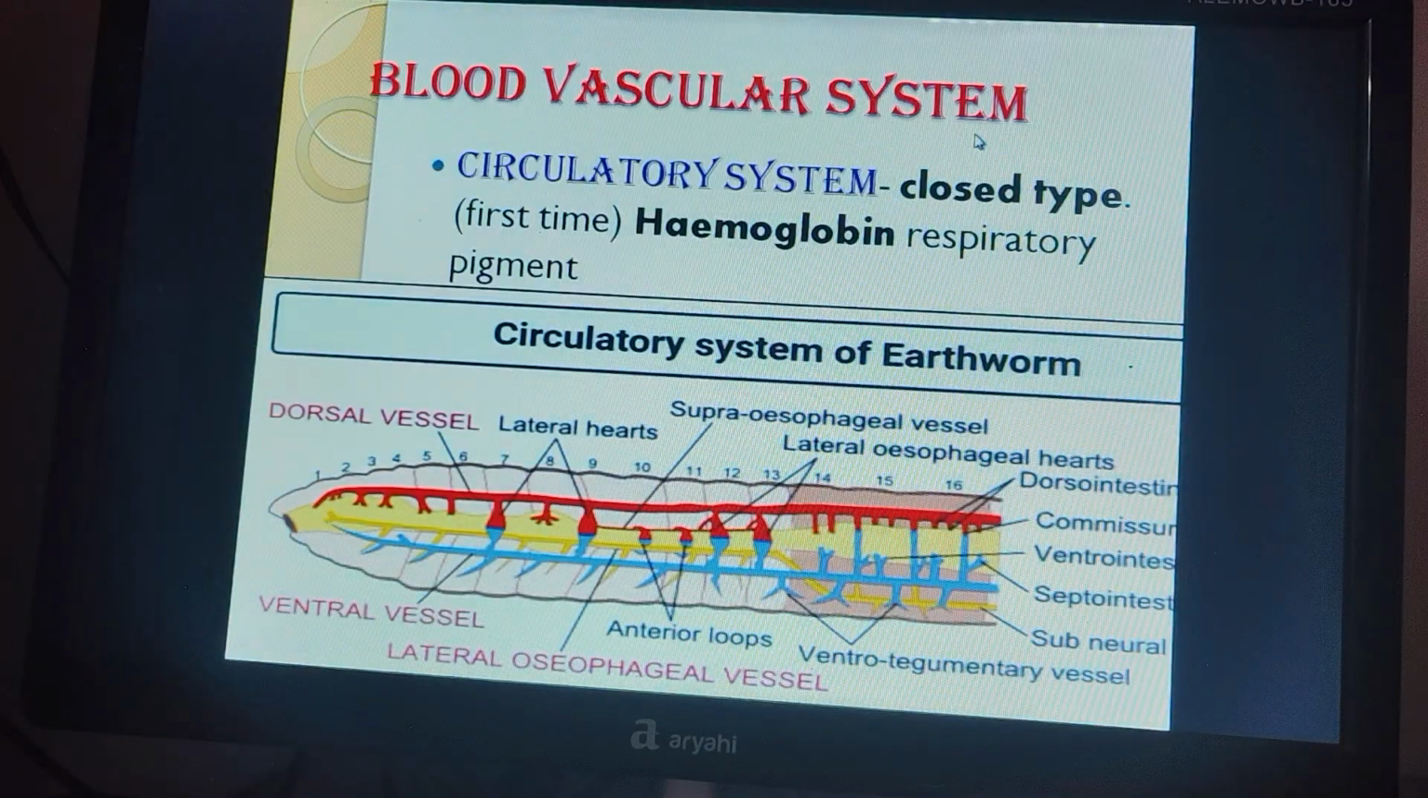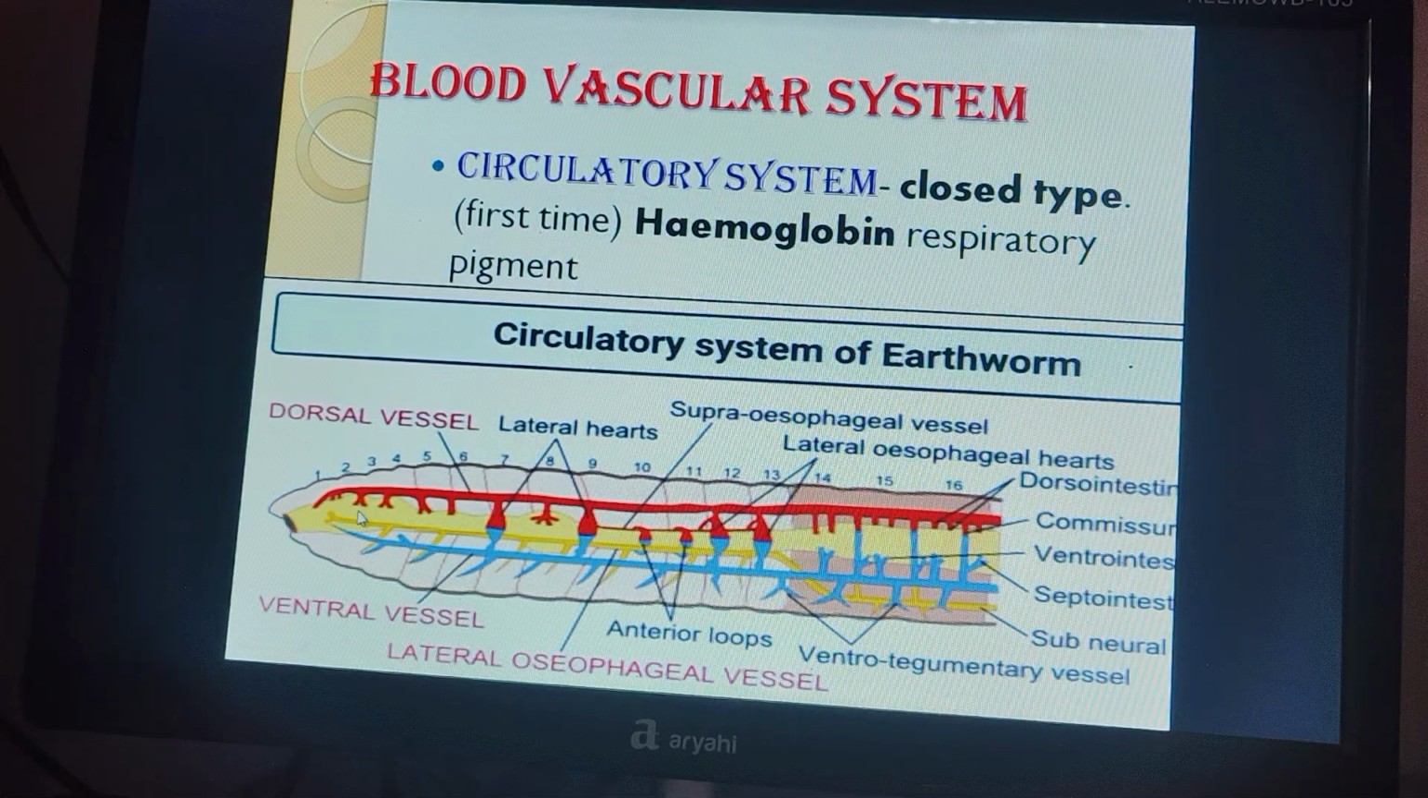next, blood vascular system or circulatory system. Only in Annelida you can see a closed type of blood circulation system. That is, it has blood vessels, closed tubes in which blood flows. And also you can see the respiratory pigment, hemoglobin. So respiratory pigment you can see for the first time here, and a closed type of circulatory system also for the first time here. You don't see a closed type of circulatory system anywhere in non-chordates.